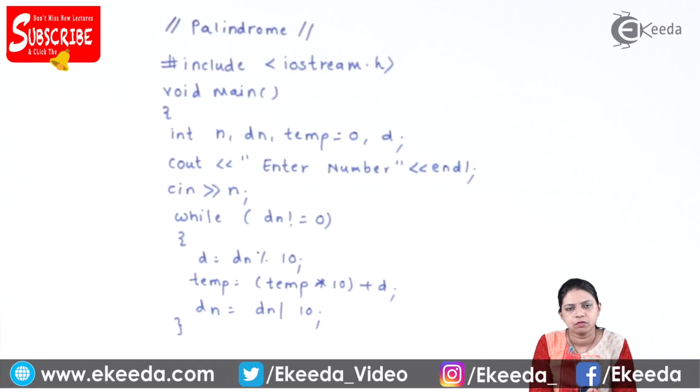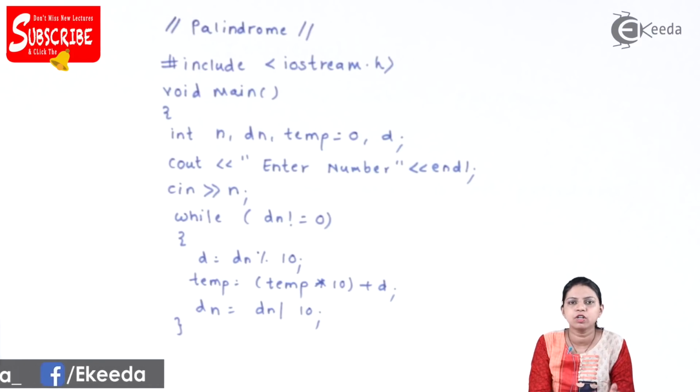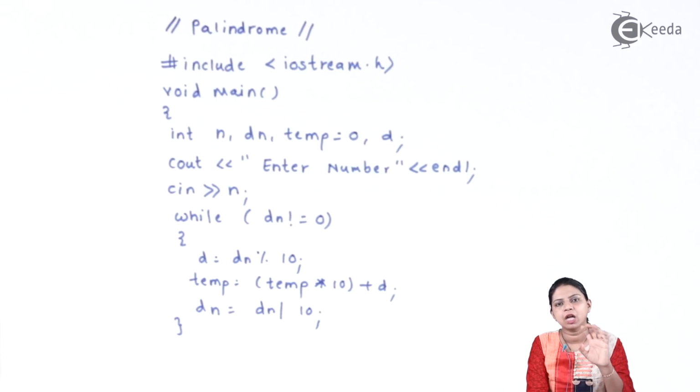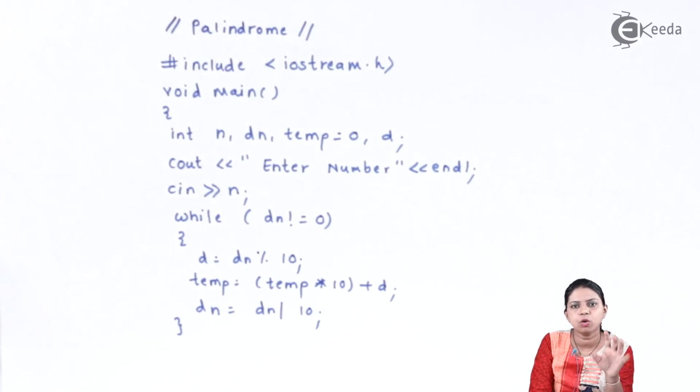11 is a number. If you reverse the number, again you will get 11. 22, if you reverse the number, you will get 22. 33, if you reverse the number, you will get 33. So these numbers are called palindromes. But see 21, if you reverse the number, what will you get? 12. So it means my 21 is not a palindrome. So a palindrome is a number in which the reverse of the number is the original number.